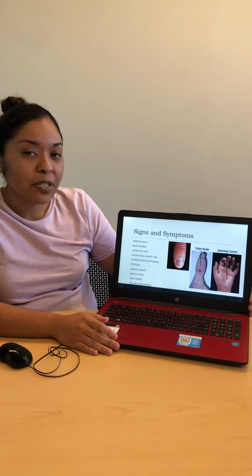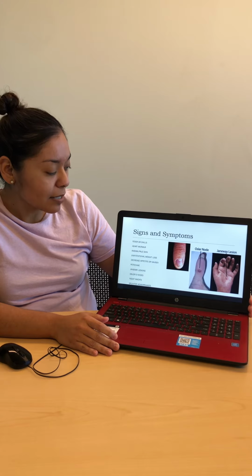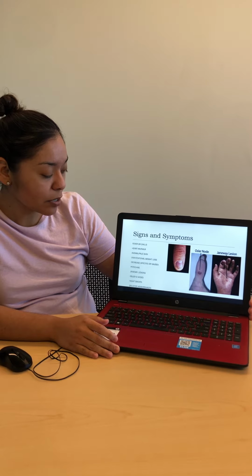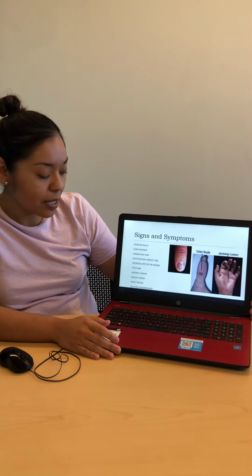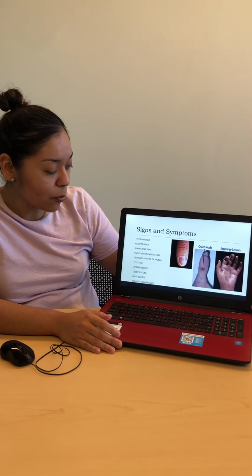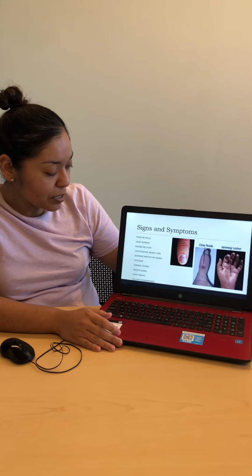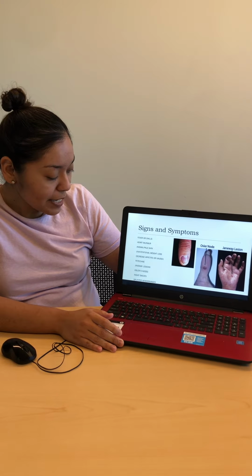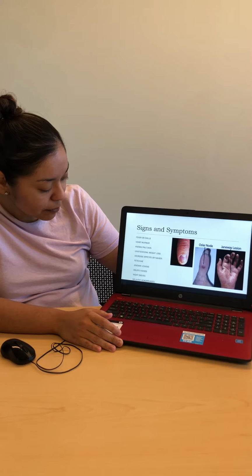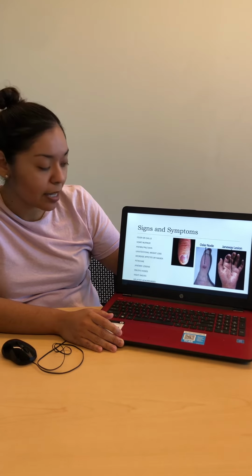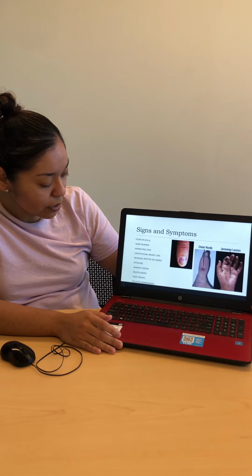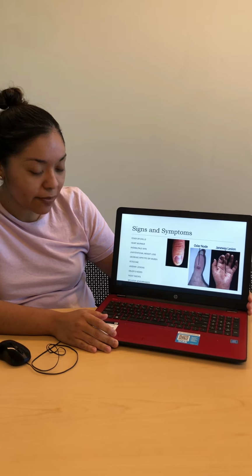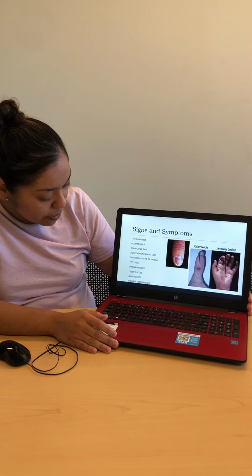Some signs and symptoms of endocarditis would be fever or chills. You also have heart murmurs, anemia and pale skin. You have unintentional weight loss, decreased appetite or nausea. You have petechiae, Janeway lesions, and also Osler nodes. You're going to have night sweats, and you're going to have splinter hemorrhages.